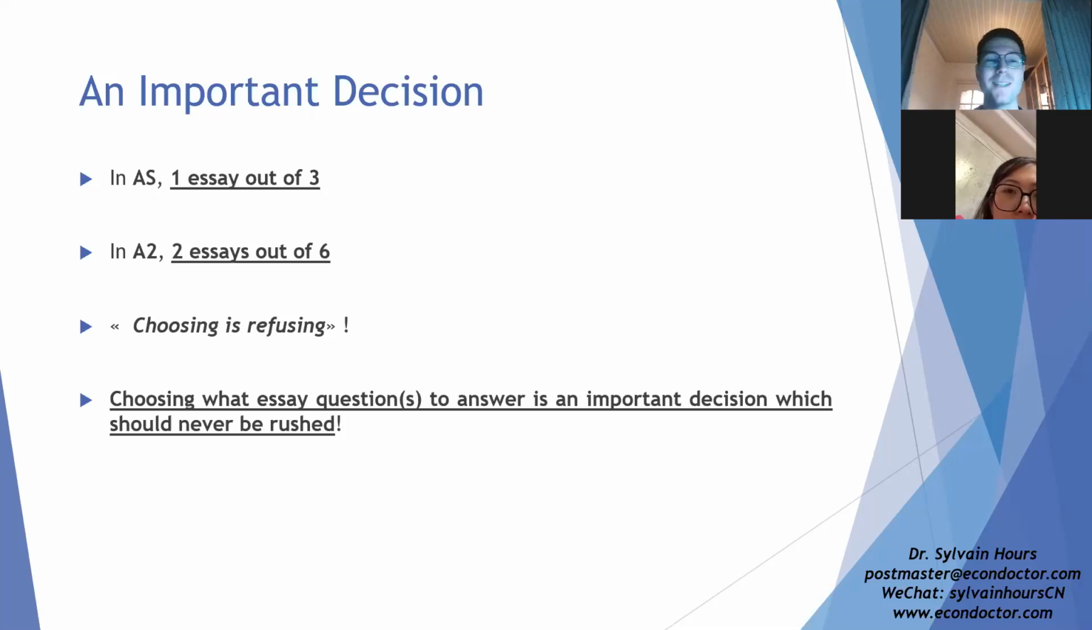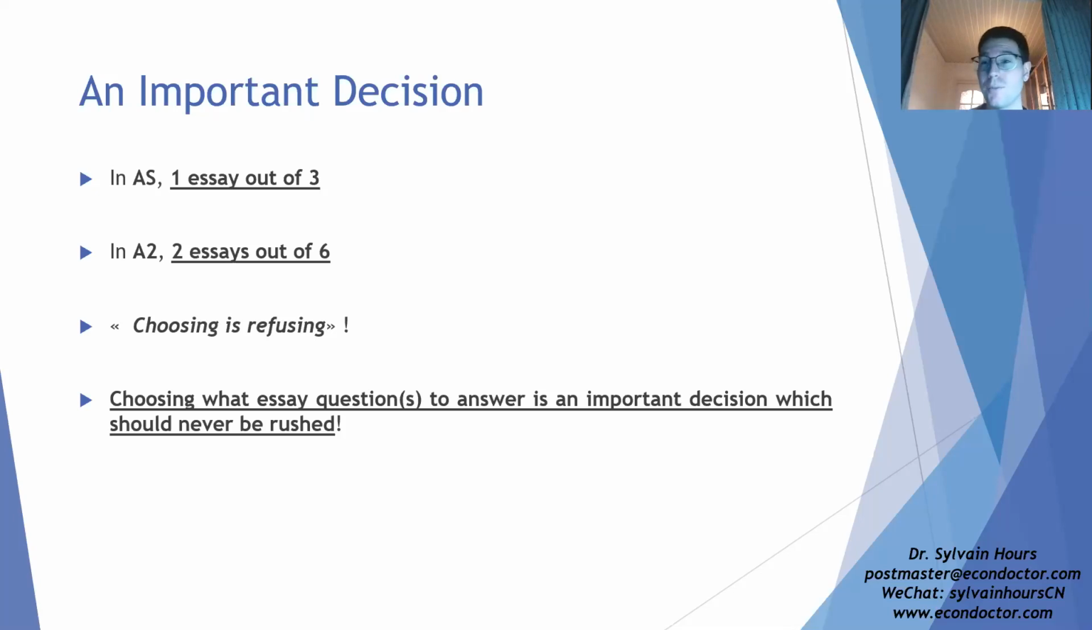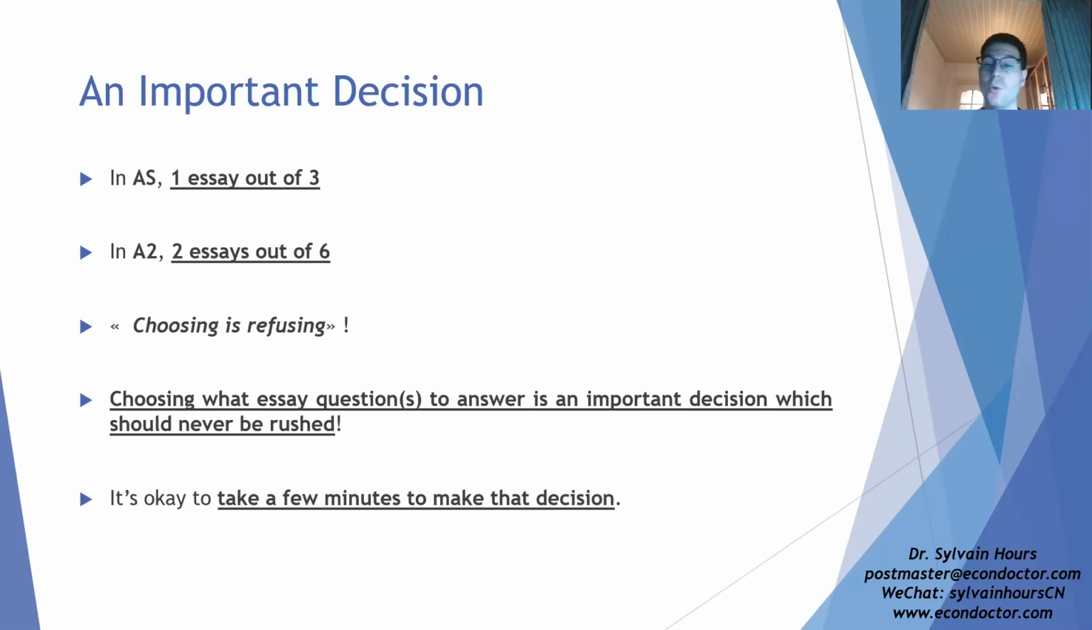So first, they don't really take time to choose what essay they will select, and they don't even plan their answer. But let's leave the planning aside for now and just focus on the decision. How do we choose what essay question we will answer? It's okay to take a few minutes to make that decision. I know that students are very pressured by time, that time is limited, that they don't want to waste time, and they feel safe when they write. That's why they usually just write everything they know about the topic, because it feels safe this way. But they should definitely spend one, two, up to three minutes simply to make a decision.